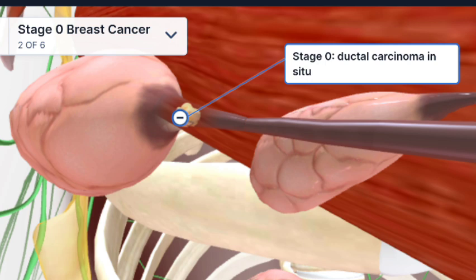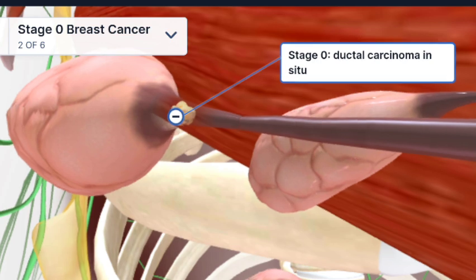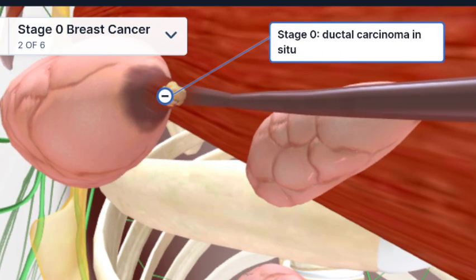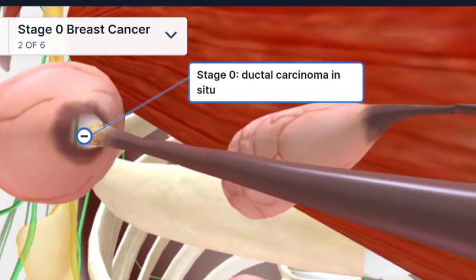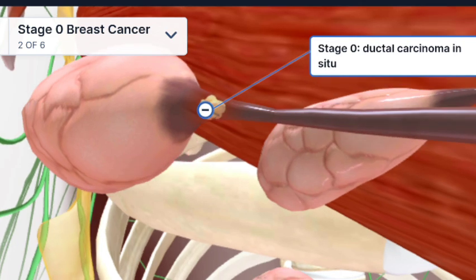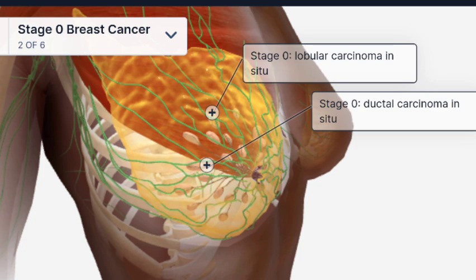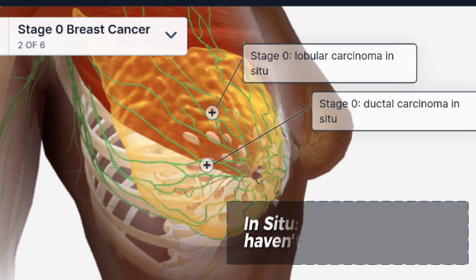What can you see? Definitely, a tumor growth or carcinoma has appeared at the part of the lactiferous duct closest to the lobule. Now, what is similar between the tumors in the lactiferous ducts and the tumors in the lobules? What is similar? Well, they are both described as being in situ.